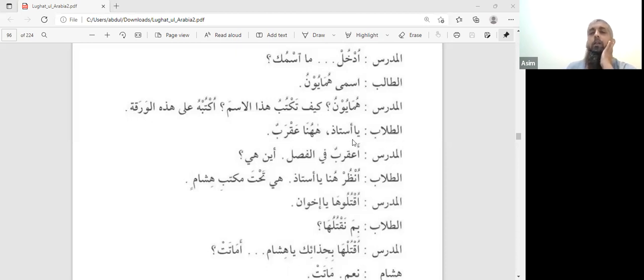The students say, يا أستاذ, O teacher, ها هنا عقرب, here is a scorpion. The teacher asks, عقرب في الفصل? Is there a scorpion in the class? أين هي? Where is it? The students say, انظر هنا يا أستاذ, look here, O teacher. Here, تحت مكتب هشام, it is under Hisham's desk. It is where? تحت, under, مكتب هشام, under Hisham's desk.